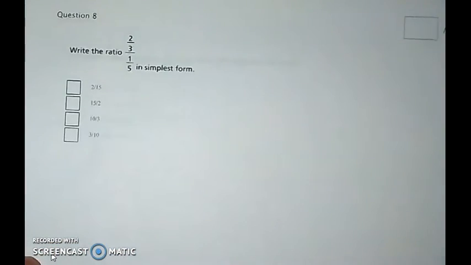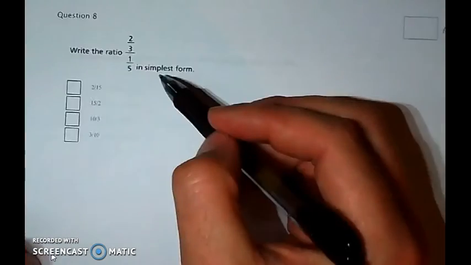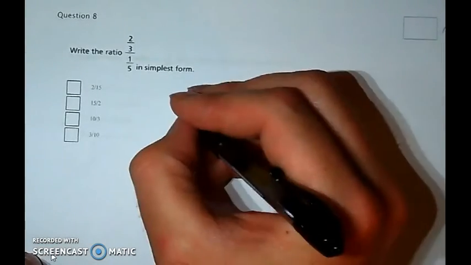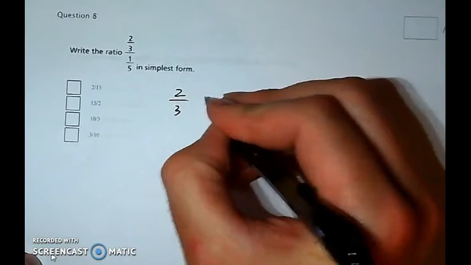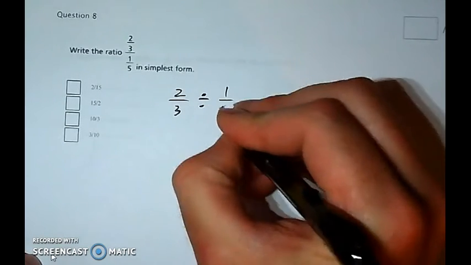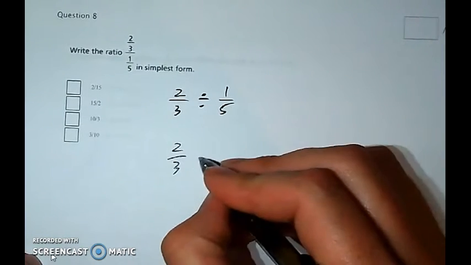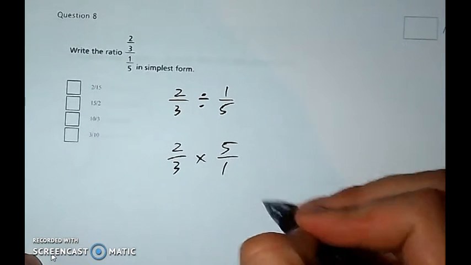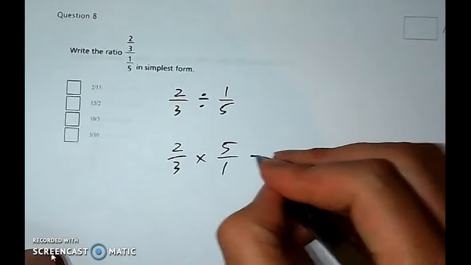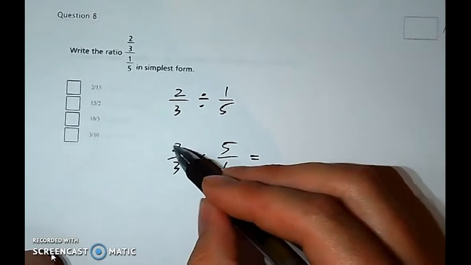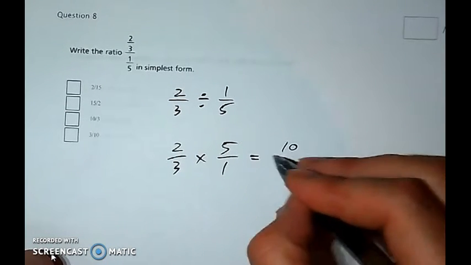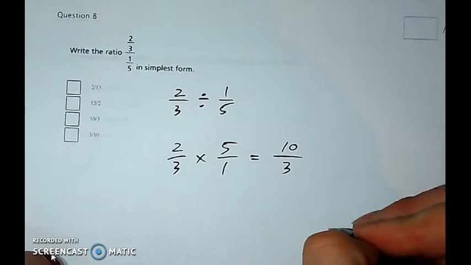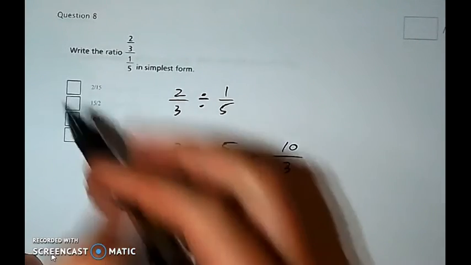Don't get tricked by the last answer. Ratio in simplest form. Hey, very similar to the last one, right? We're dividing. 2/3 divided by 1/5. Keep. Change. Flip. Can we do any simplifying? No. Multiplying fractions, that's no problem. Top times the top, bottom times the bottom. 10 over 3. There's your answer.